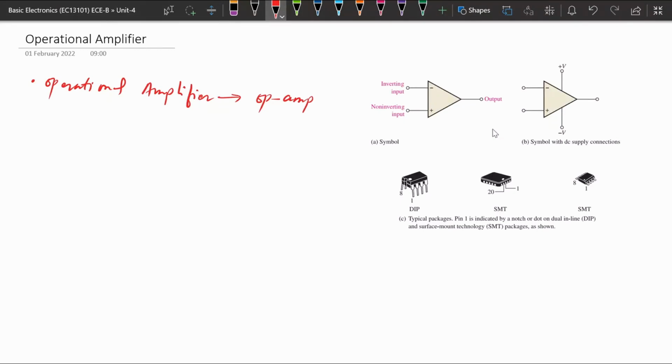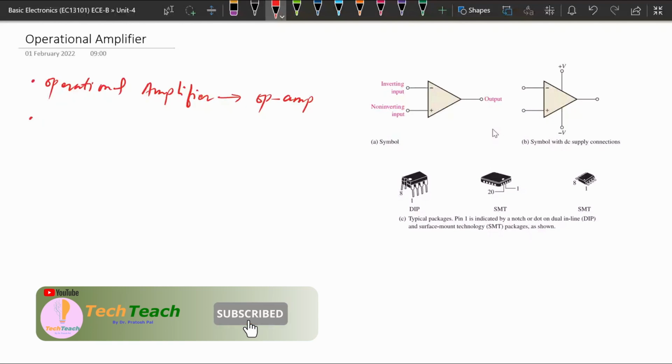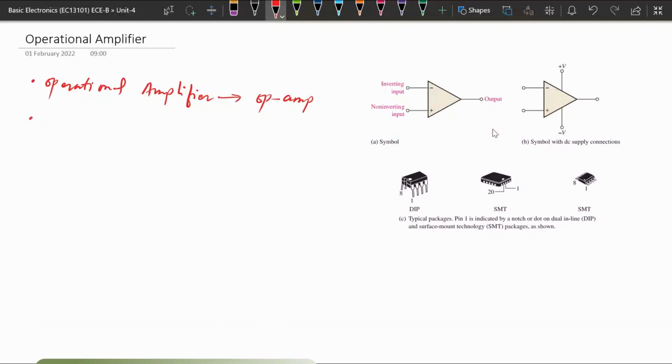As its name suggests, it is an amplifier. These operational amplifiers basically take an input and amplify it, and after amplifying it they provide you the output, which will be an amplified output. So these operational amplifiers are nothing but a voltage amplifier, having very high gain.